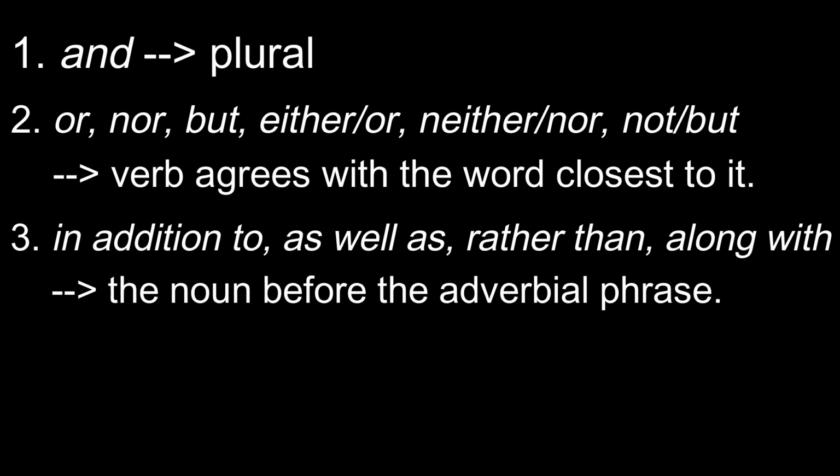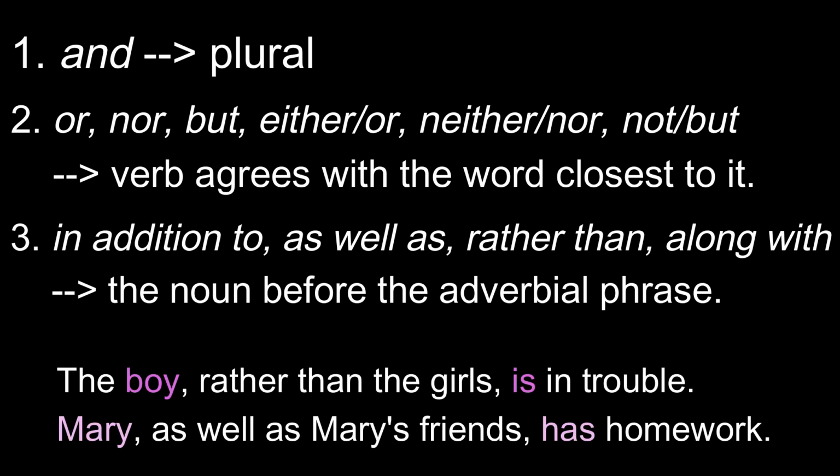When subjects are joined by adverbial phrases like in addition to, as well as, rather than, and along with, the verb agrees with the true subject, the noun preceding the adverbial phrase. Example, the boy, rather than the girls, is in trouble. Example, Mary, as well as Mary's friends, has homework.